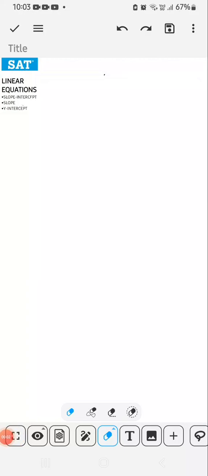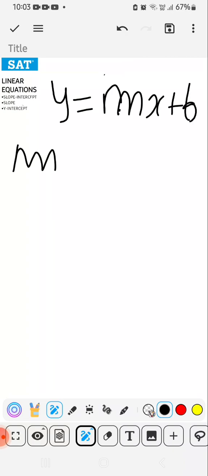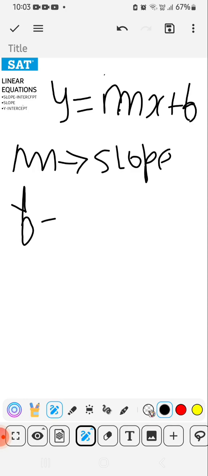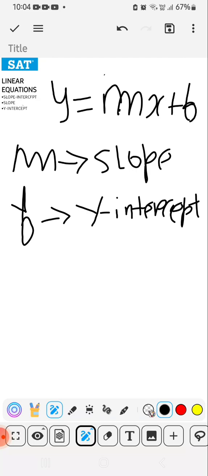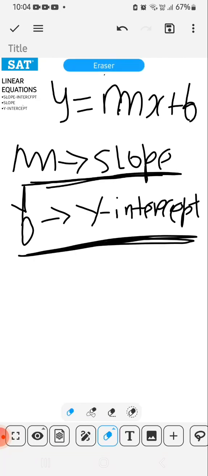So let me start with the slope-intercept form of a linear equation, which is y equals mx plus b, where m is the slope and b is the y-intercept. Pardon my handwriting. Okay, so m is the slope and b is the y-intercept. And let me start with slope.